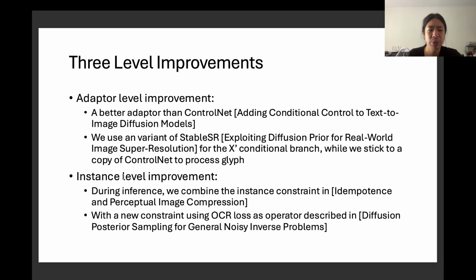And we also introduced an inference technique named instance level improvement. This part can be really complicated, but it drastically improves the color drifting problem. So during the inference, we combine the instance constraint from a paper, namely idempotency and perceptual image compression. And we also add a new constraint using the OCR loss as an operator. More information can be found in diffusion posterior sampling for general noisy inverse problems.